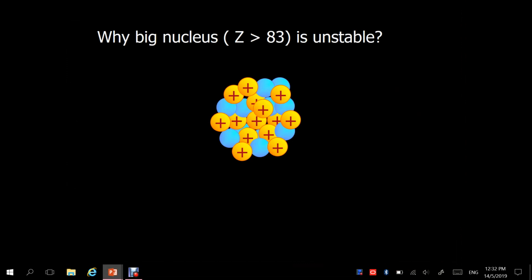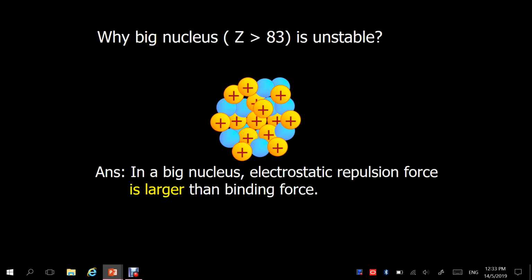So nuclei with the proton number greater than 83, they are considered big. They are not stable. Why is it like that? This is because in a big nucleus, we know there are a lot of protons and neutrons. So between the protons, which are positively charged, there will be electrostatic repulsion force. And this repulsion force is larger than the strong nuclear force. So as a result, such nuclei are unstable.